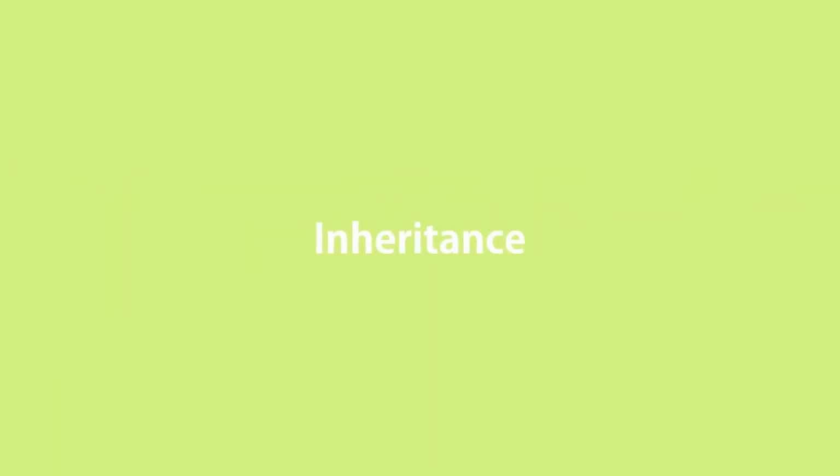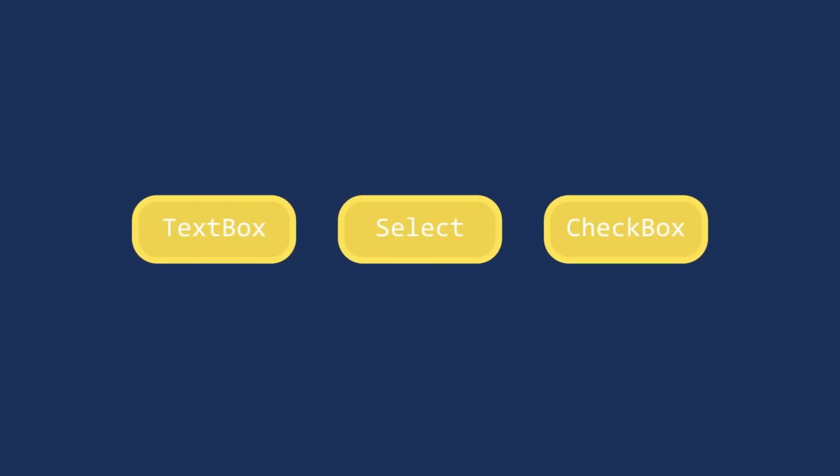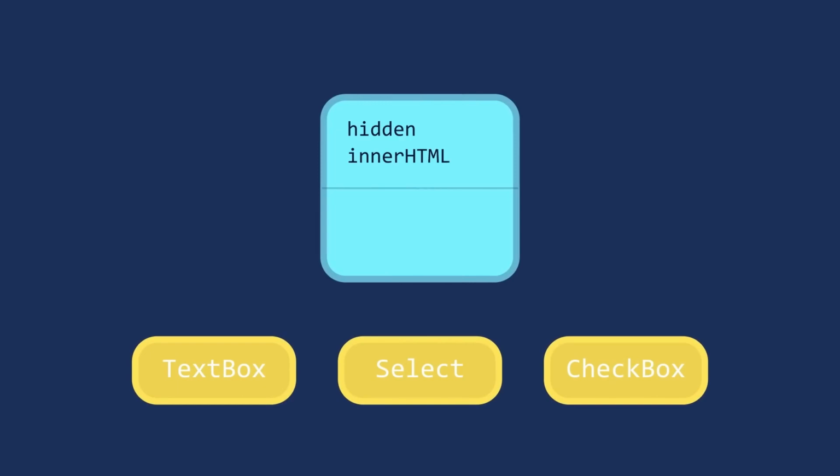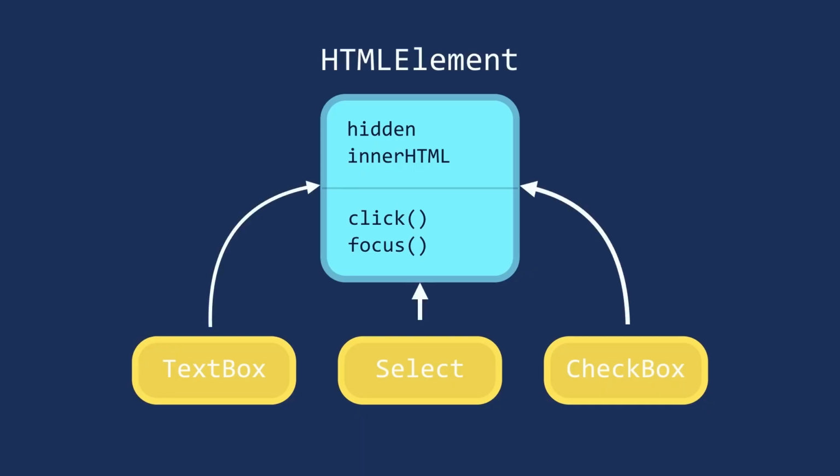Now the third core concept in object-oriented programming: inheritance. Inheritance is a mechanism that allows you to eliminate redundant code. Here's an example. Think of HTML elements like text boxes, drop-down lists, checkboxes, and so on. All these elements have a few things in common. They should have properties like hidden and inner HTML and methods like click and focus. Instead of redefining all these properties and methods for every type of HTML element, we can define them once in a generic object, call it HTML element, and have other objects inherit these properties and methods. So inheritance helps us eliminate redundant code.